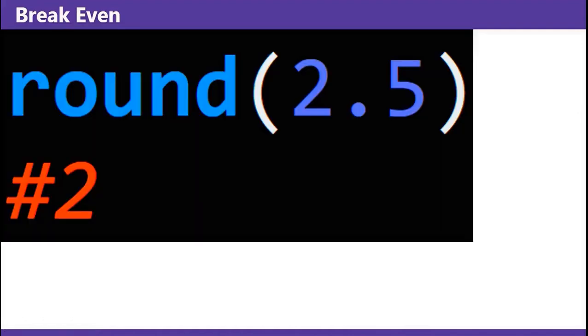If you specify no second argument and you have an example like this, where you have some number 0.5, the round function rounds to the nearest even number. In this case, 2.5 rounds to 2.